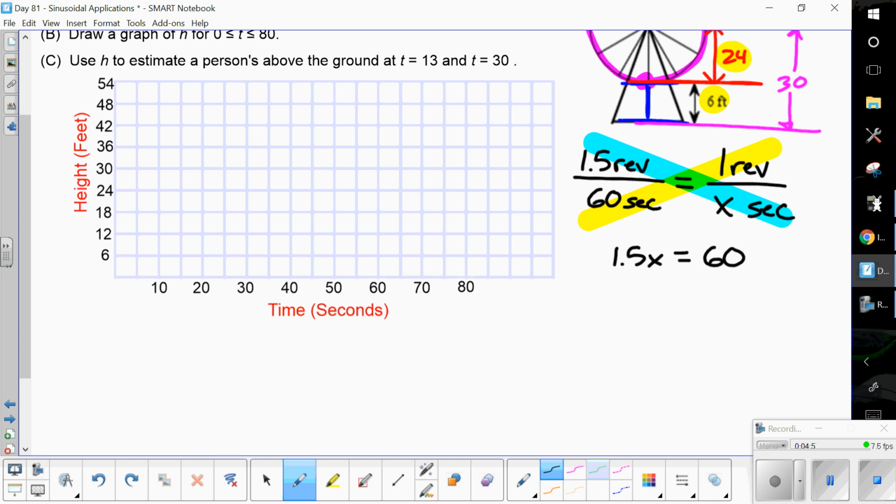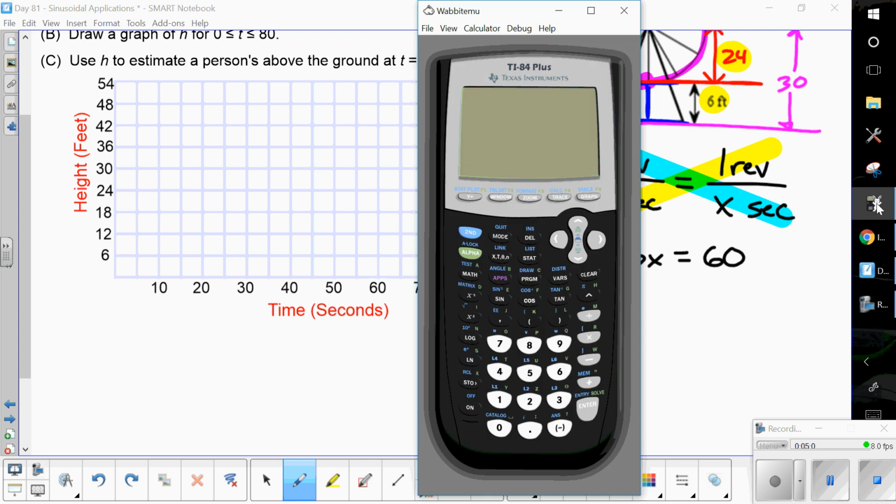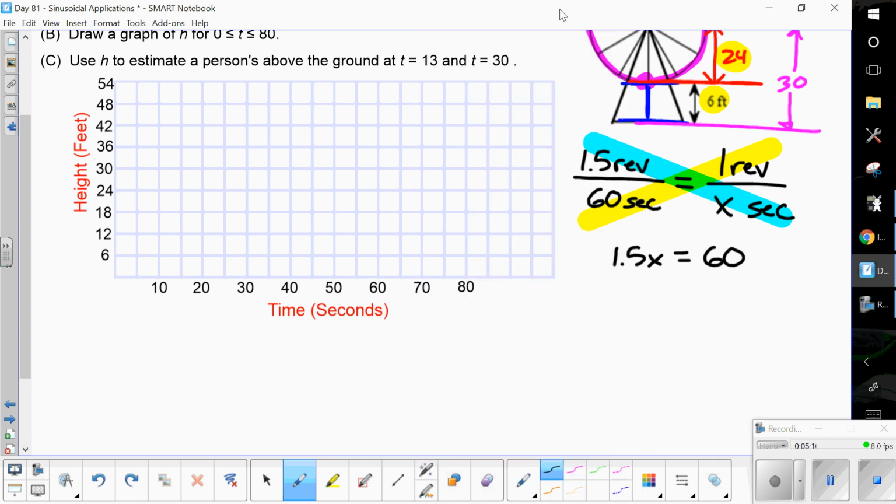And now we just divide. So I'll go ahead and get my calculator out. 60 divided by 1.5 is 40. So that means this thing should make 1 revolution in 40 seconds.